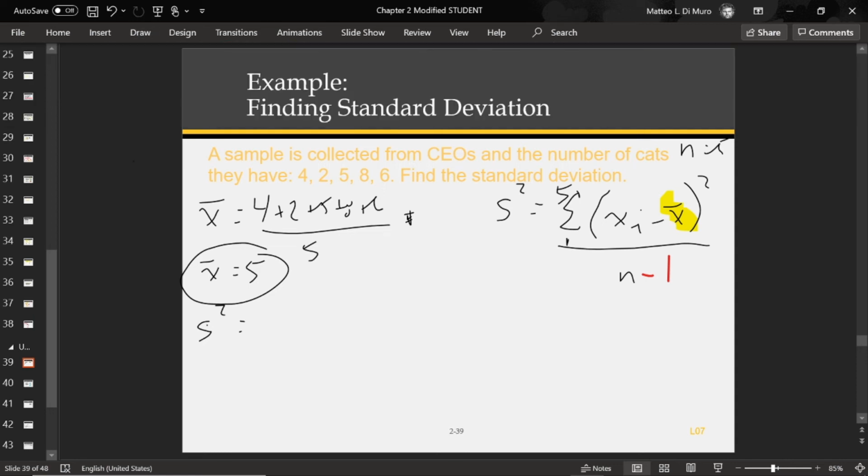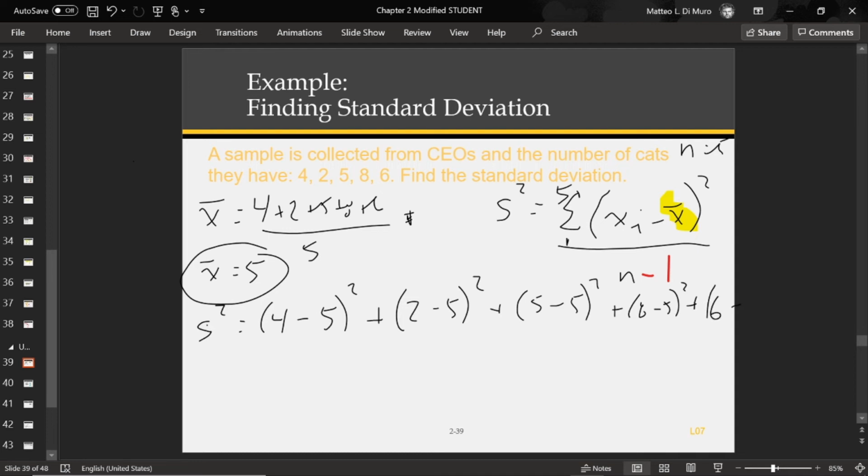All right, so I'm going to take my first data point, 4, and subtract the mean, 5, square it, and then add it to the next one, which is 2, subtract the mean, square it, plus the next one, 5, subtract the mean, square it, plus 8, subtract the mean, square it, and can I squeeze it in, plus 6, subtract the mean, square it. Great. All divided by 5 minus 1.